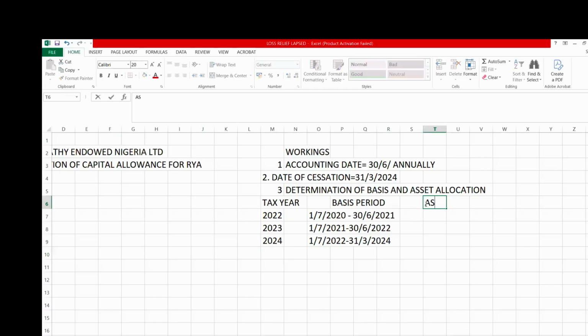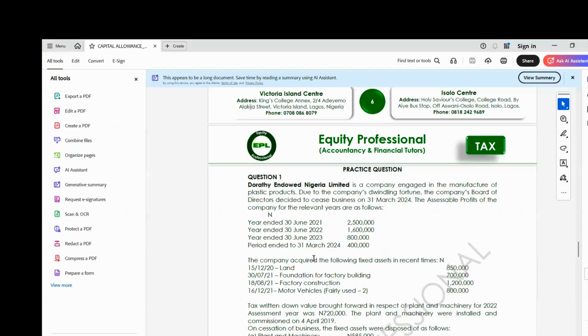Then after that, I now need to allocate my asset allocation. So for asset allocation, you now go back to the question and look at when the assets were acquired. What date were the assets acquired? The first thing, the company acquired the following fixed assets in recent time. We have land, 15/12/2020. Please, capital allowance is not applicable to land, because land does not depreciate. Land appreciates in nature.